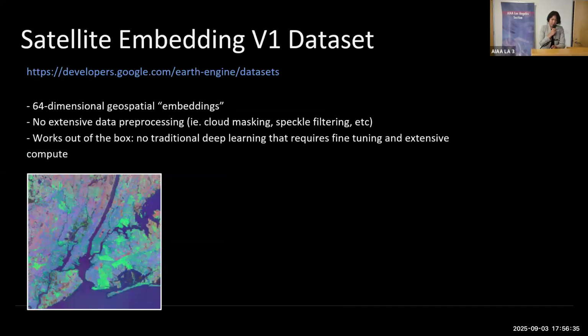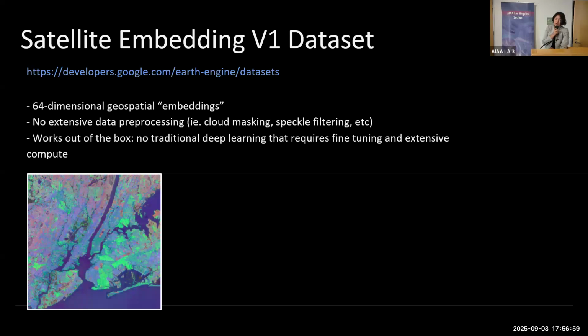So within Google Earth Engine, they provide a specialized data set called the Satellite Embedding Dataset, and this has a lot of implications for artificial intelligence. A brief overview of this data set is that it's a 64-dimensional geospatial embedding. We'll talk about what that means in a moment.